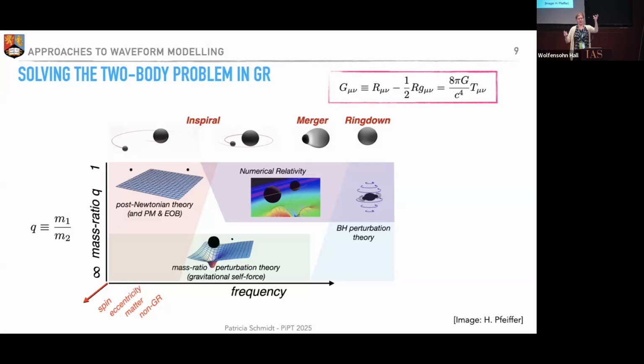Supermassive black hole and the tiny stellar mass black hole falling into that. And you can see here indicated our three stages: inspiral, merger, and ringdown. And so this is kind of the toolbox that we have.